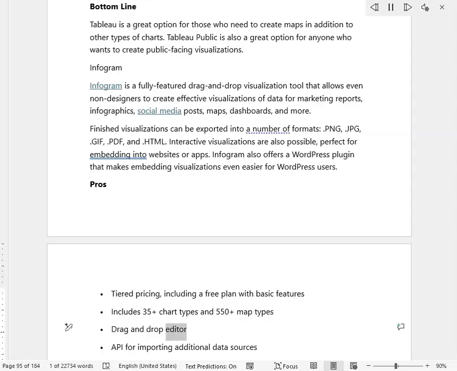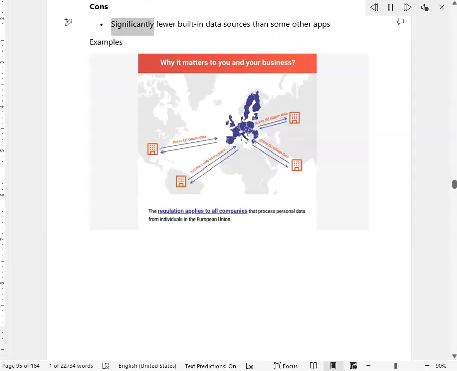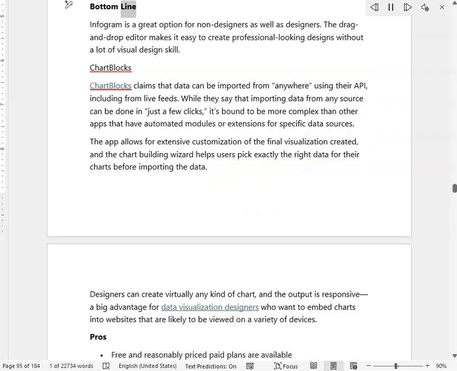Drag and drop editor. API for importing additional data sources. Cons. Significantly fewer built-in data sources than some other apps. Examples. Bottom line. Infogram is a great option for non-designers as well as designers. The drag-and-drop editor makes it easy to create professional-looking designs without a lot of visual design skill.